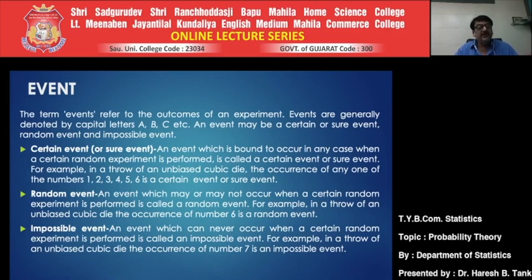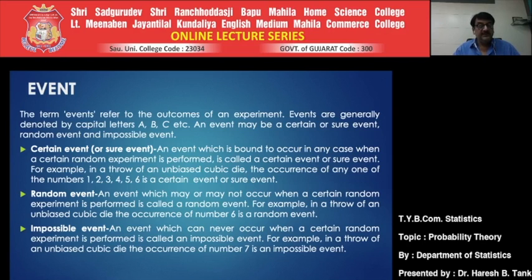First of all, certain event, or you can say a sure event. An event which is bound to occur in any case when a certain random experiment is performed is called a certain event or sure event. This is what exactly the word itself says. Certainly it may happen, surely it is going to happen. This type of event is called a certain event or sure event.